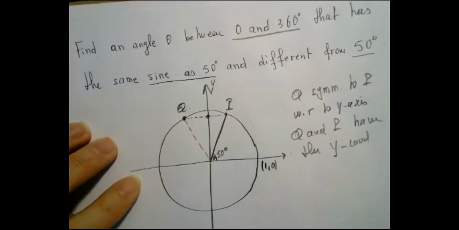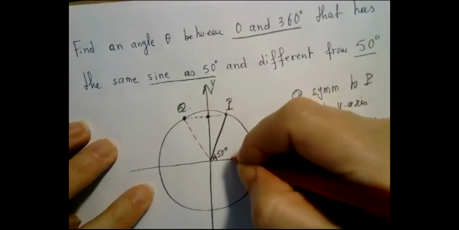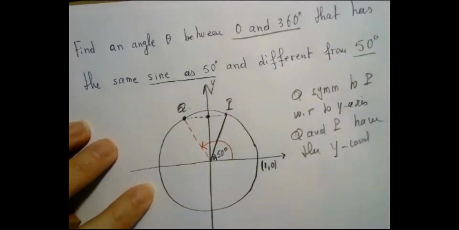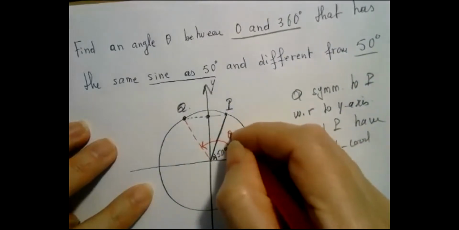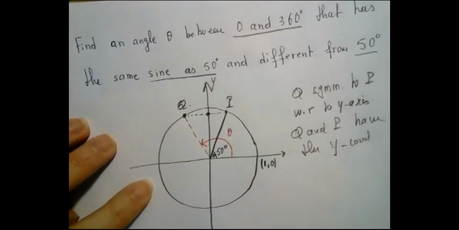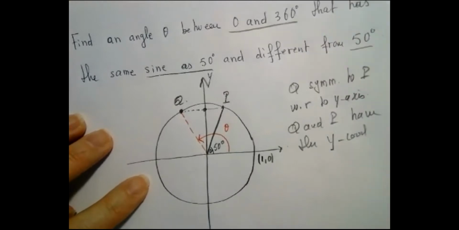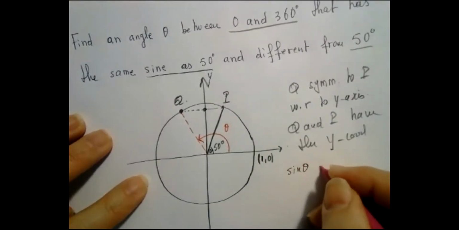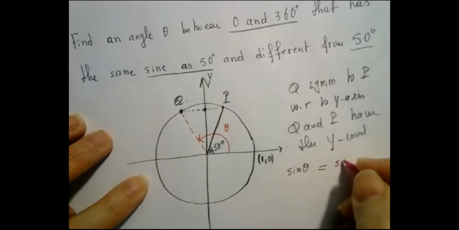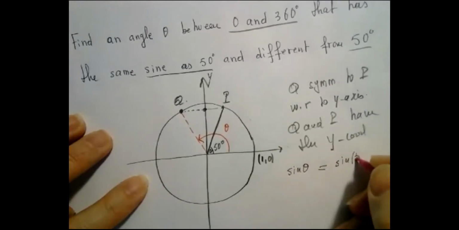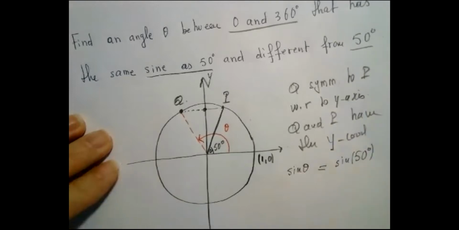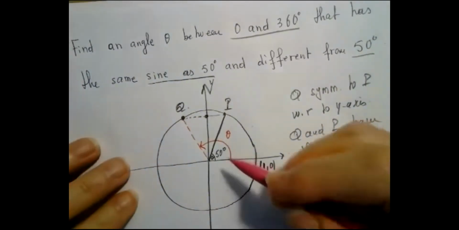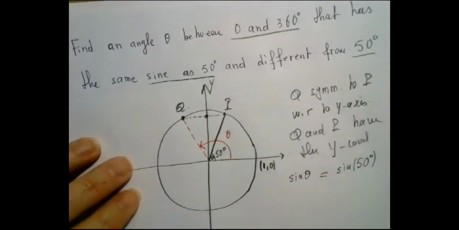So what does this mean? It means, as your classmate said, if I take this angle, this one, theta, then since Q and P have the same y coordinate, the sine of theta is equal to the sine of 50. So that's really the theta that I am after. The sine of theta is the same as the sine of 50.